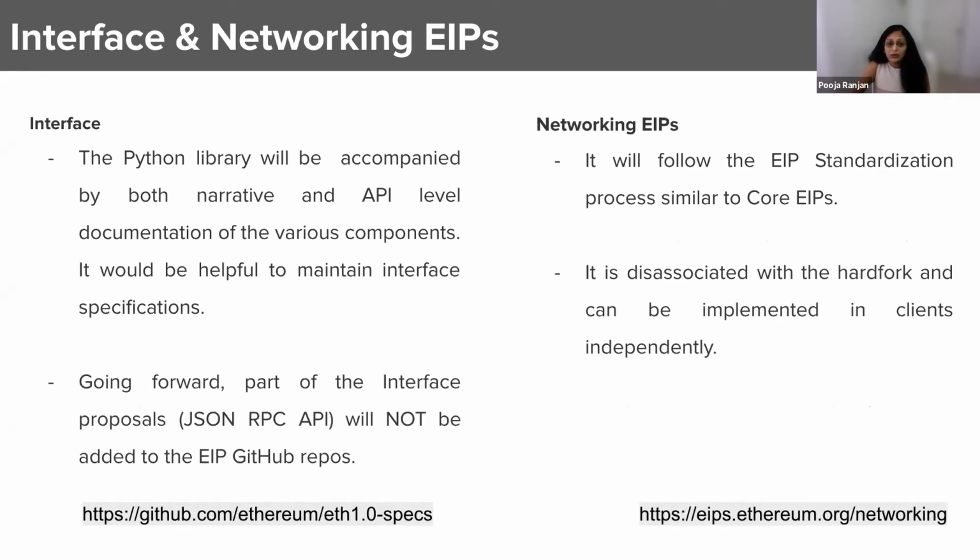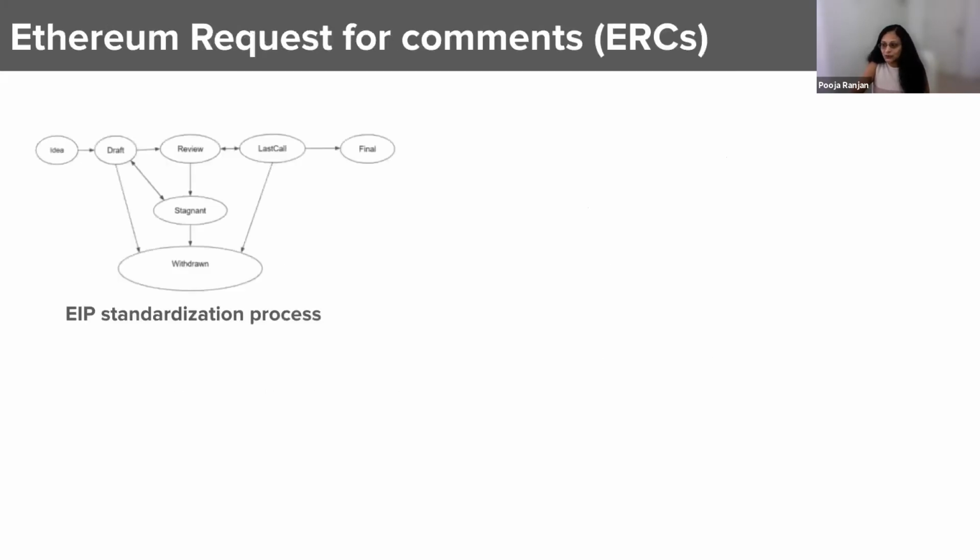The interface proposal, where we identified the gap for the first time. To resolve the conflict, people think it's better to divide it into two different categories. One, proposals which are directly related to JSON RPC, and move them out of the EIPs GitHub repository, to be maintained in a separate repository at ETH 1.0 specs, and the rest of the interface level will still be available at eips.ethereum.org. However, for networking EIPs, no major changes are expected at this point in time. They will be following the standard core proposals, and because they are completely disassociated with the upgrade, it's completely on the client to implement the proposal as they go.